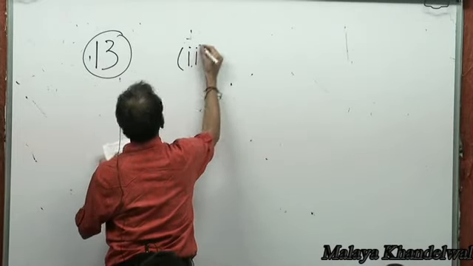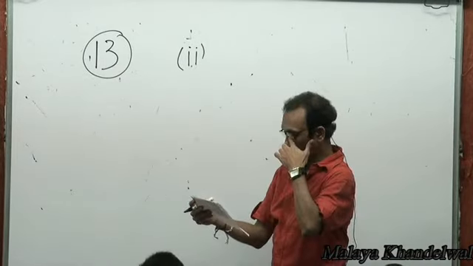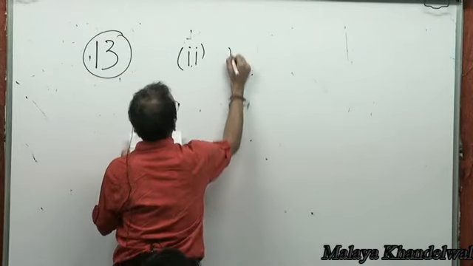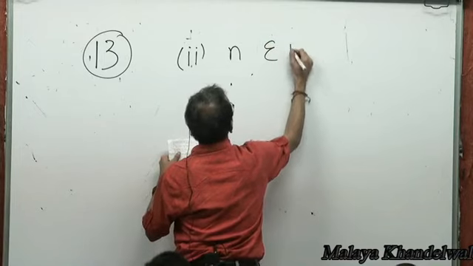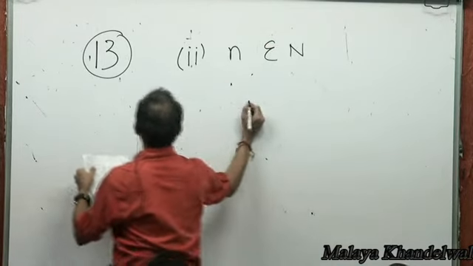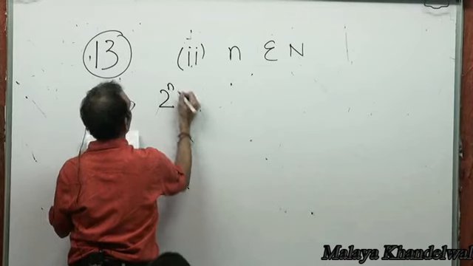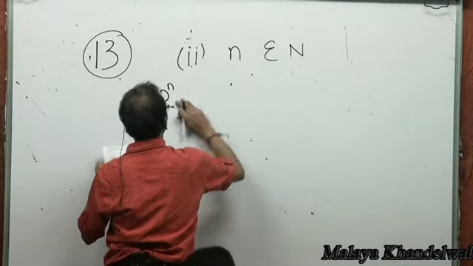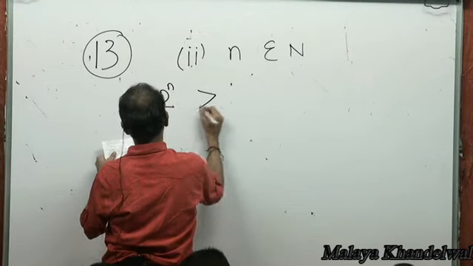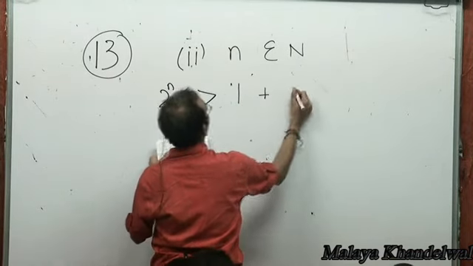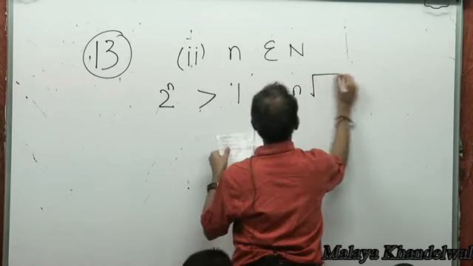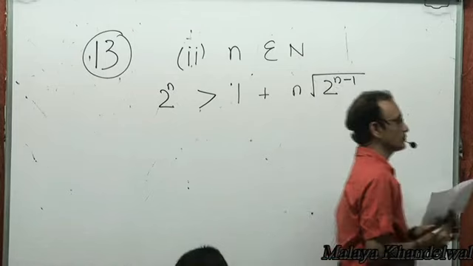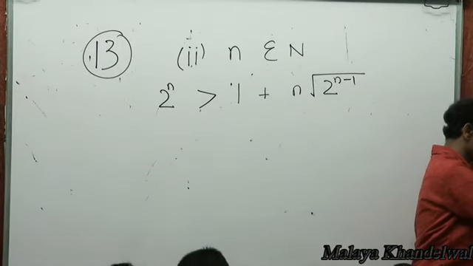Part 2. n is a natural number. We want to show that 2 to the power n is bigger than 1 plus n into root 2 to the power n minus 1. Yes or no?